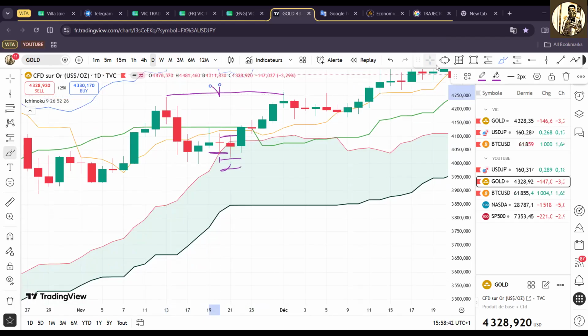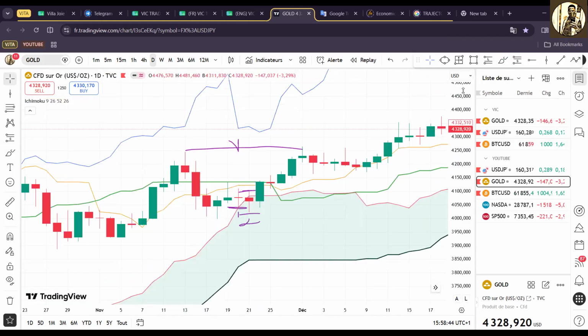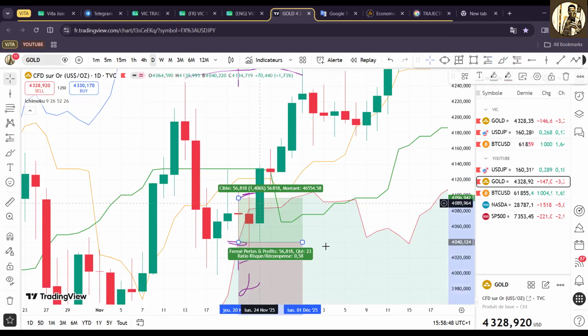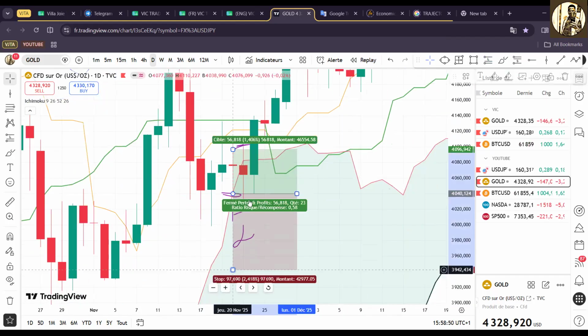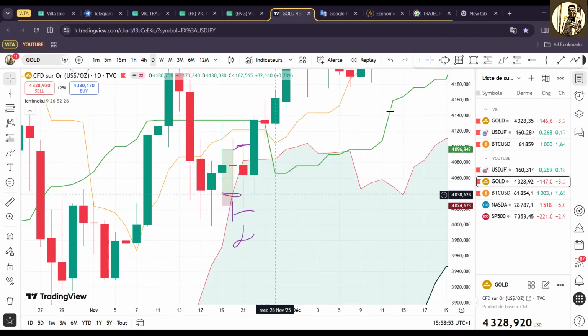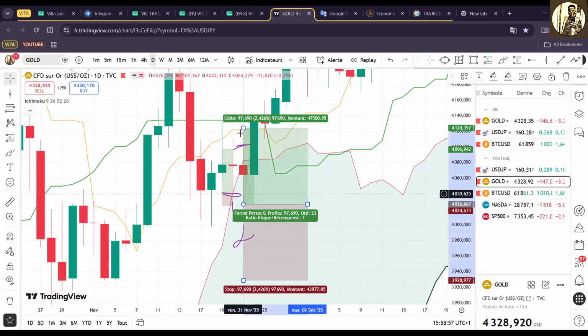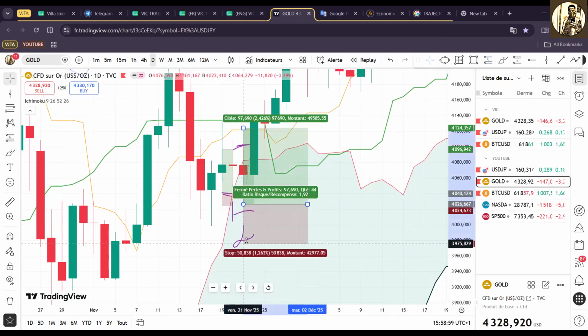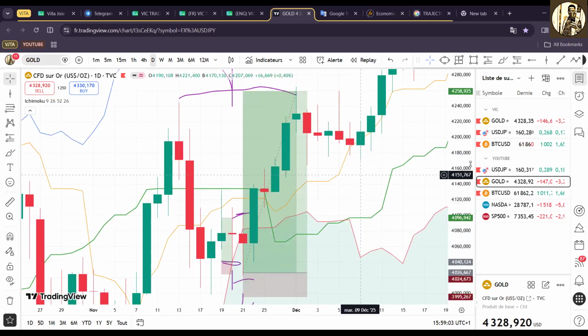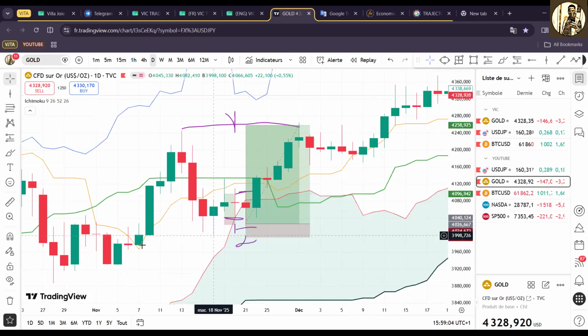So what you must do for the first SSA touch when you enter, and we are on daily here, you aim first of all just above SSA as a take profit, like this. But the second touch of SSA, you can aim for a V breaker.